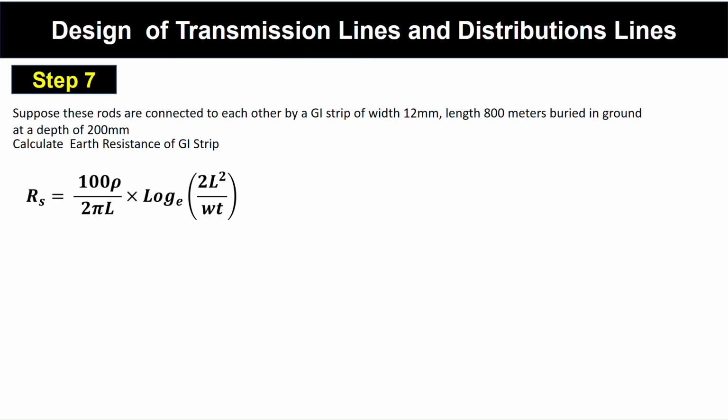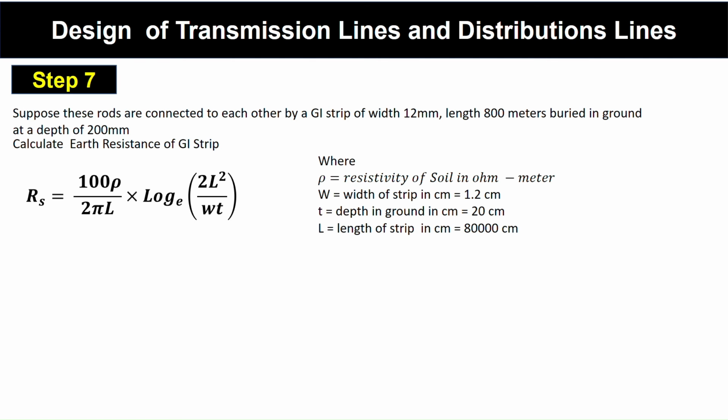The formula for that is Rs equals 100 rho divided by 2 pi L into log of 2 L square divided by W t, where rho is the resistivity of soil, that is 500 ohm meter. W is the width of the strip in centimeters, that is 1.2 centimeters. We have given 12 mm and converted mm into centimeters here. D is the depth in the ground in centimeters. We have given 200 mm depth, and we have converted it into centimeters, that is 20 centimeters. L is the length of the strip in centimeters, that is 80,000 centimeters.